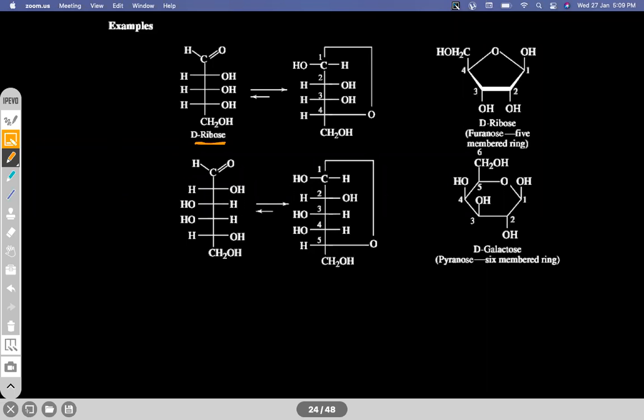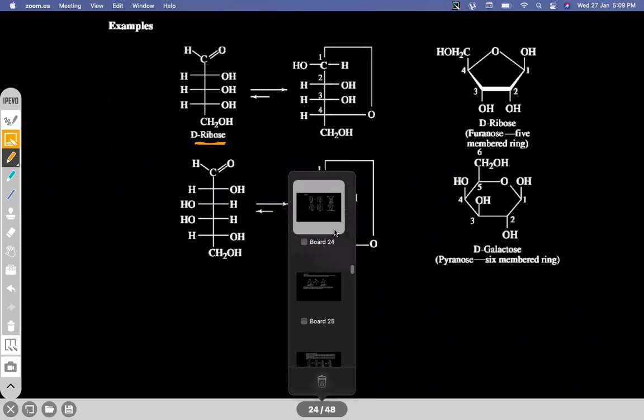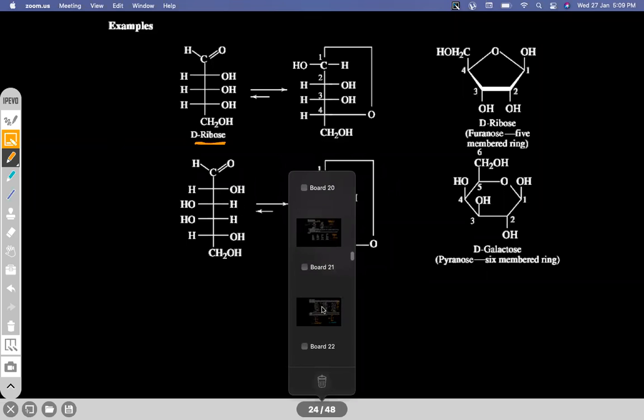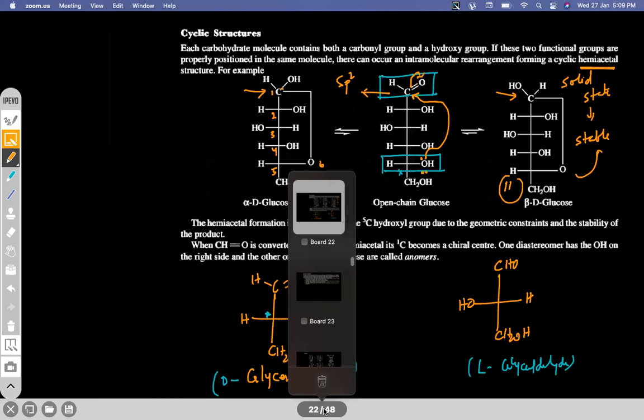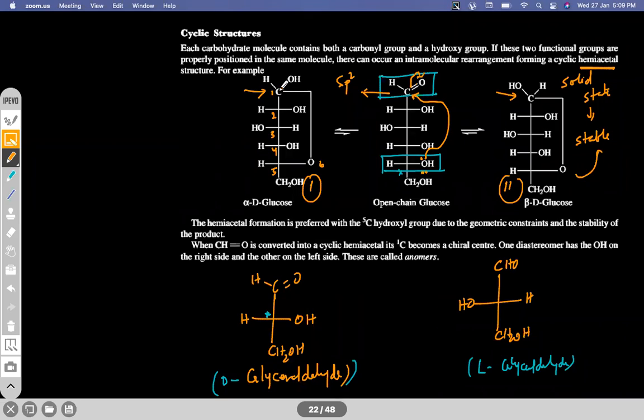One second, I forgot to tell you one thing. This kind of question they have asked in NEET. If they ask you the configuration, how do you represent glucose here? The primary functional group is on the top, so we number the carbon atoms as 1, 2, 3, 4, 5, and 6. So we can write the configuration of all the chiral carbons.